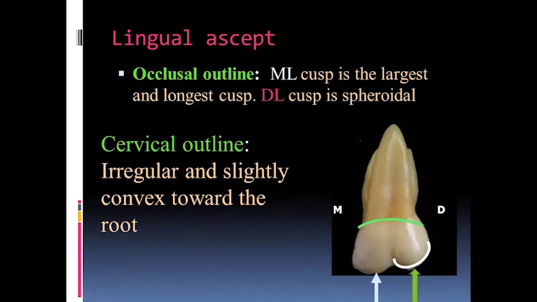Occlusal outline: the mesiolingual cusp is the largest and longest cusp. The distolingual cusp is spheroidal. This is the mesiolingual cusp. This is the distolingual cusp. The distolingual cusp is spheroidal and the mesiolingual cusp is the largest and longest cusp of the maxillary permanent first molar. Cervical outline is irregular and slightly convex towards the root.